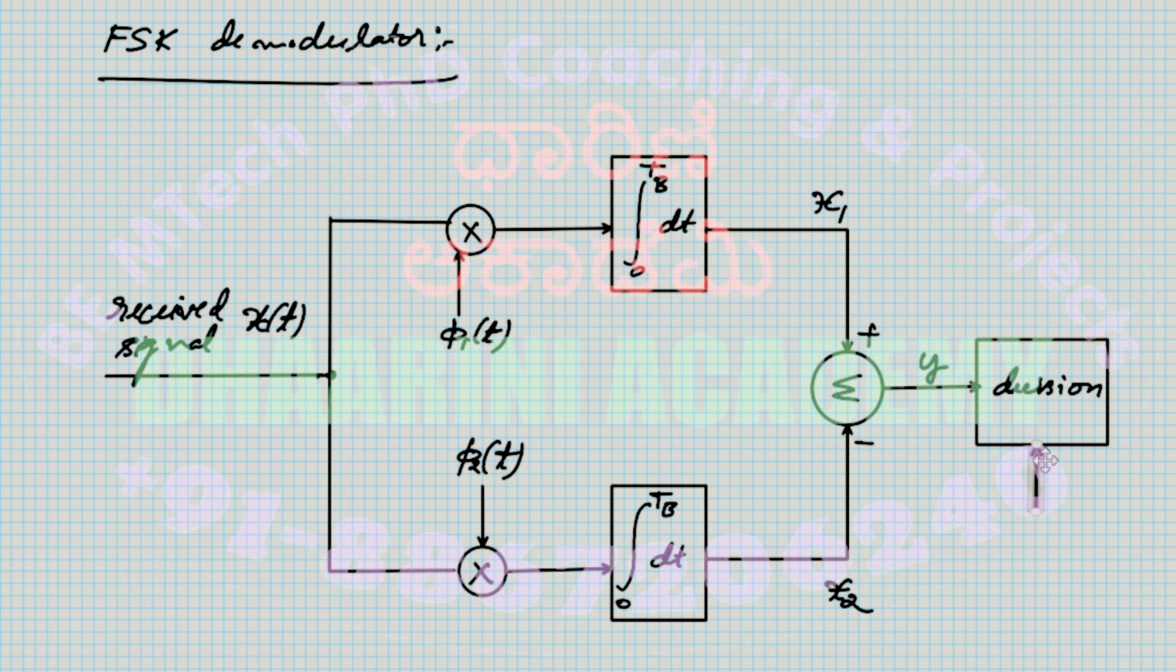So what should be the threshold? Can you tell me? What is the threshold that you are going to use so that you can decide whether x1 is greater than x2 or x2 greater than x1? It depends on y now, right? What should be the condition on y? Y is equal to x1 minus x2.